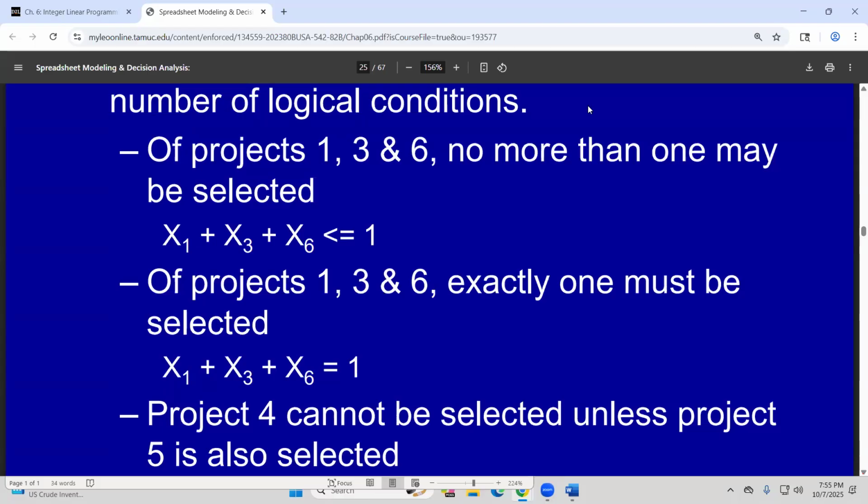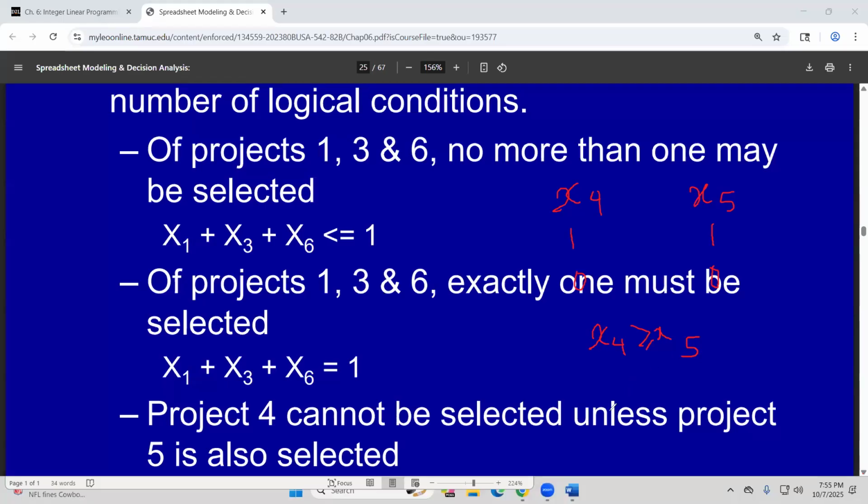Okay, so the value of x4 is here and x5 is here, right? So x4, if x5 is 1, x4 should be 1. If x5 is 0, this should be 0. So you're saying x4 greater equal x5, right? So that's one suggestion. Any other idea, guys?